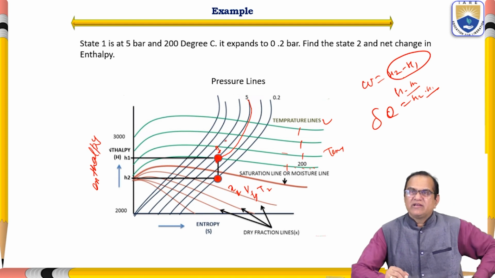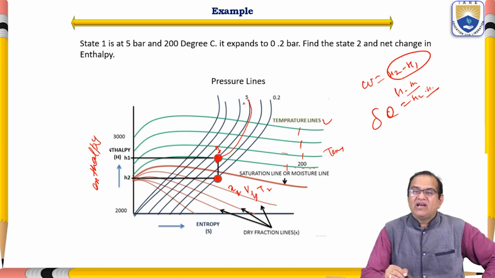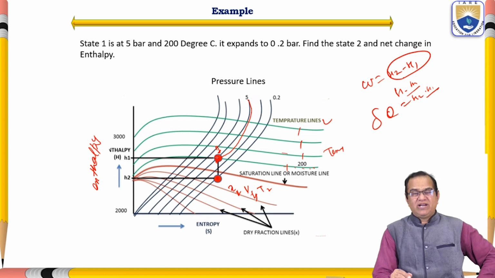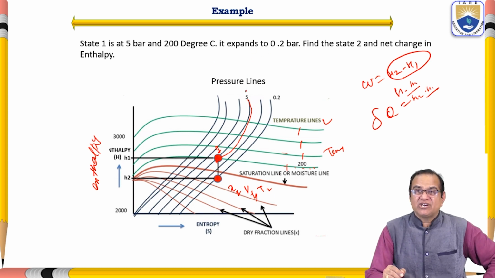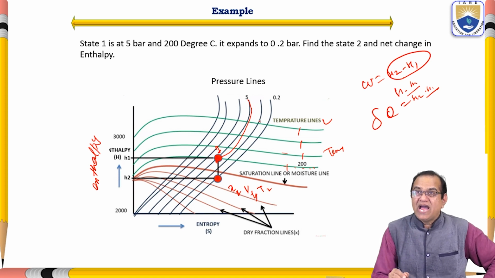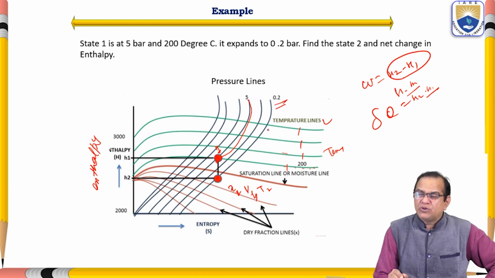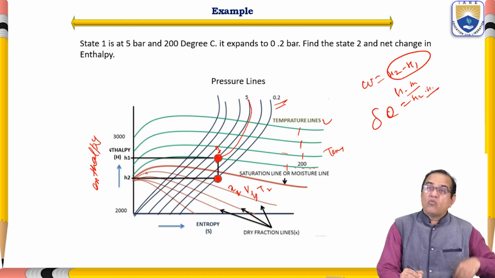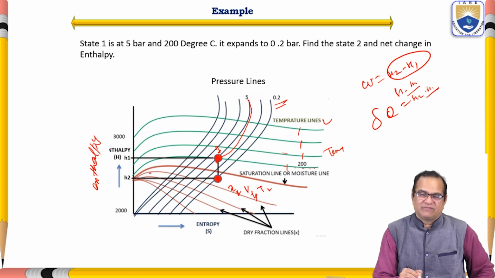So like this, we can find out all the parameters with the help of the Mollier chart. Here we see the temperature line, the pressure line, the specific volume line, all lines are given. Two parameters will be given, and the intersection of these two will be state 1. From here it is expanding isentropically, so we draw a vertical line downwards. Expansion means enthalpy is falling. So from H1 going down to H2, up to 0.2 bar, you get H2, and H1 minus H2 is the work produced by this system.